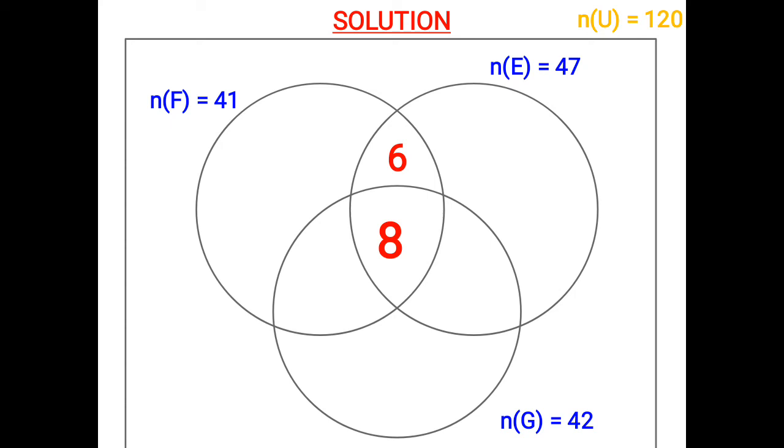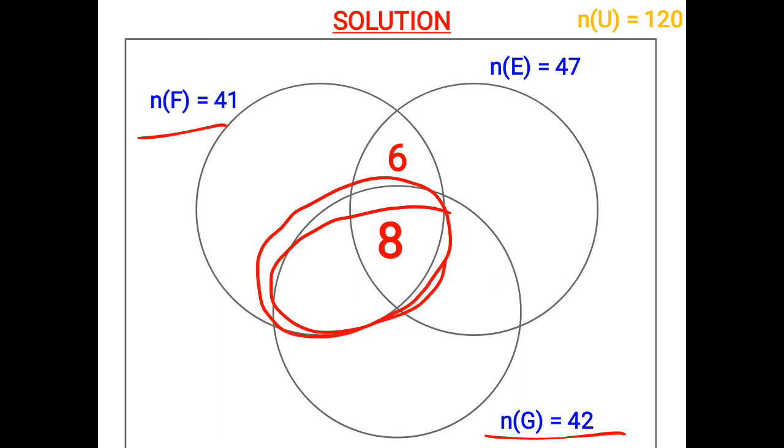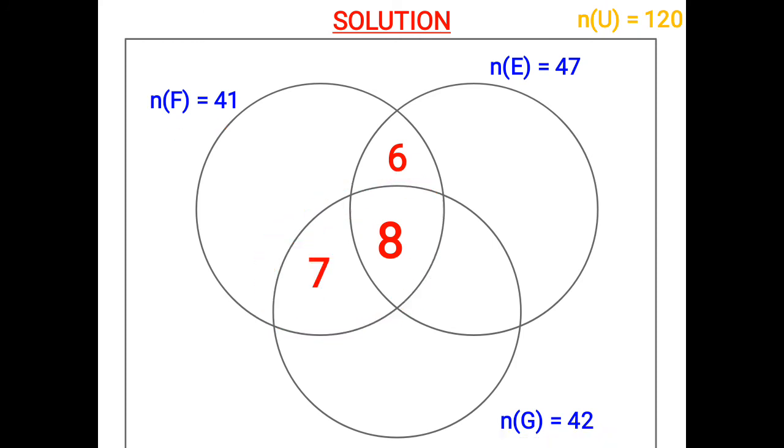Then we continue. 15 take French and geography. So these are French, these are geography. So 15 students take French and geography. It didn't say only French and geography. So that is F intersection G, French and geography. So if 15 take French and geography, and this side is 8, how do you get this? It means 15 minus 8, which gives us 7.